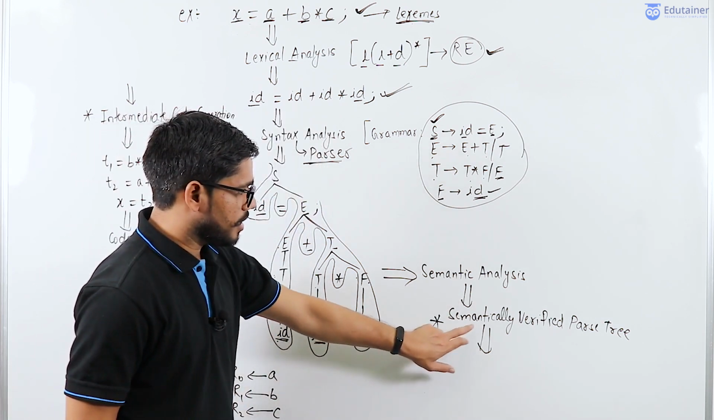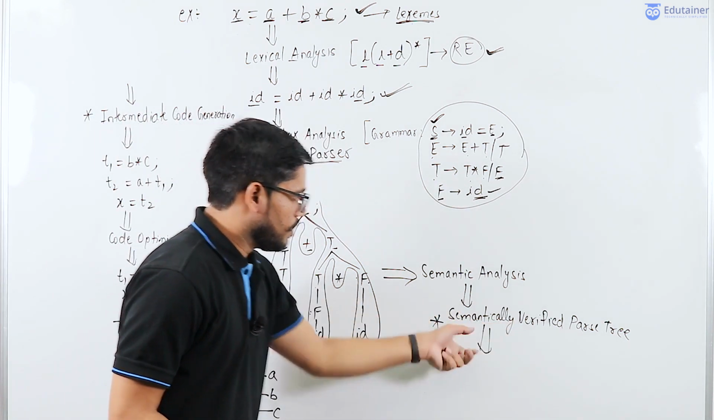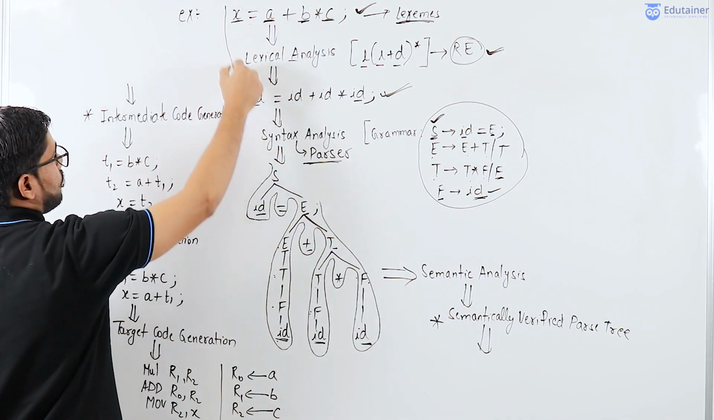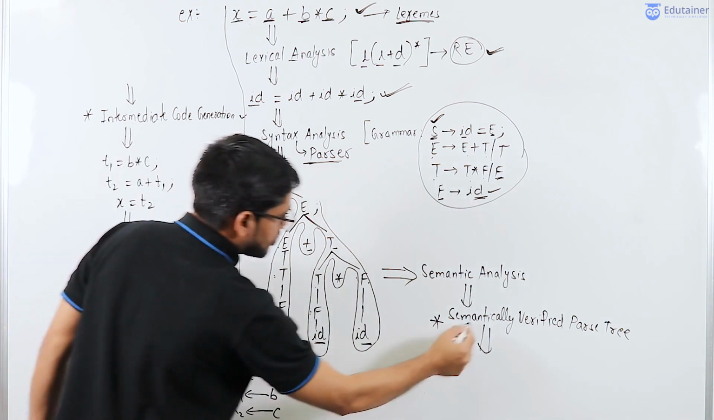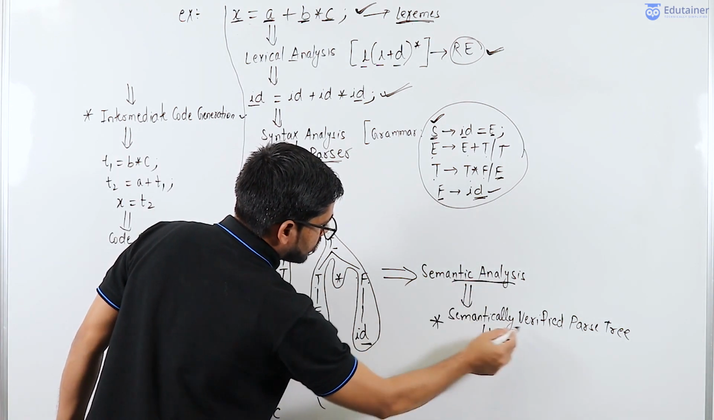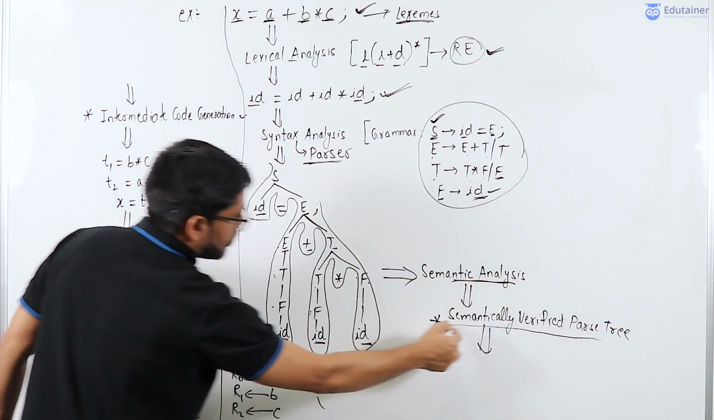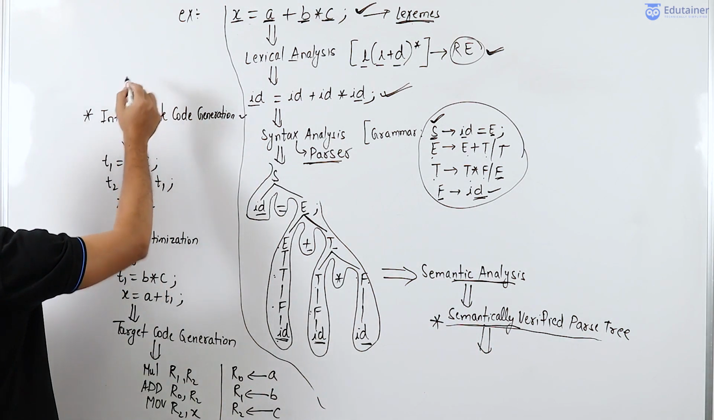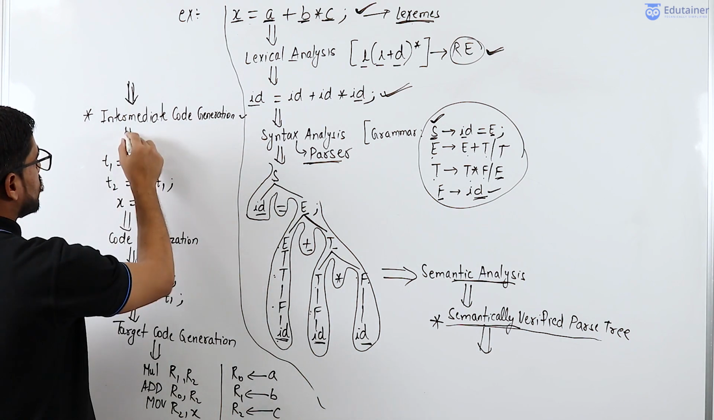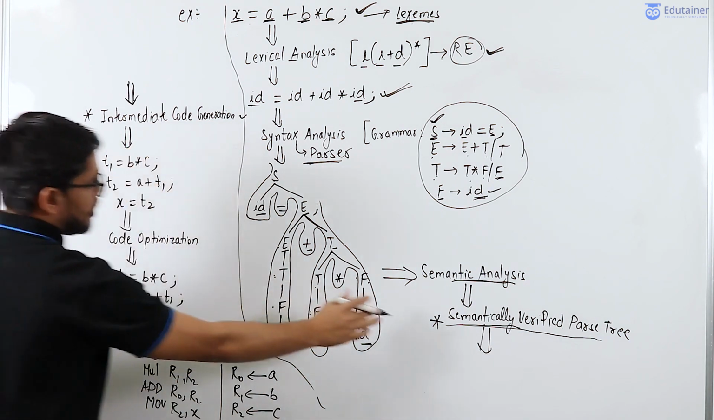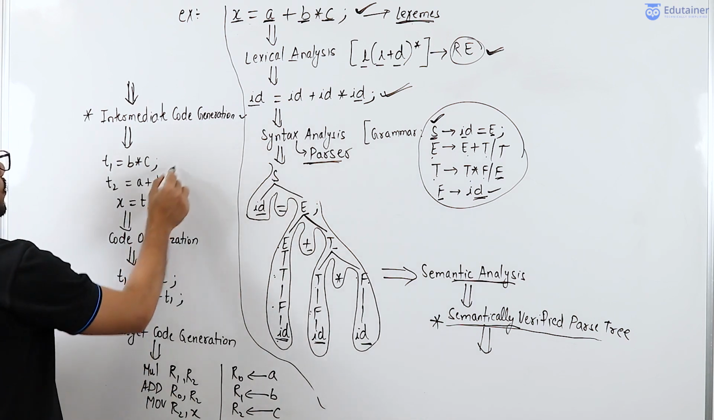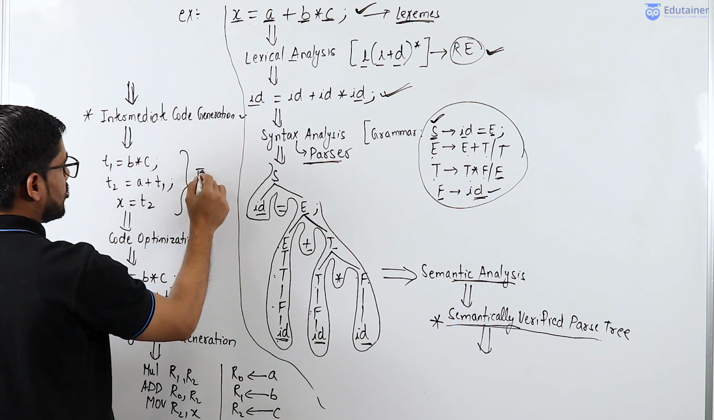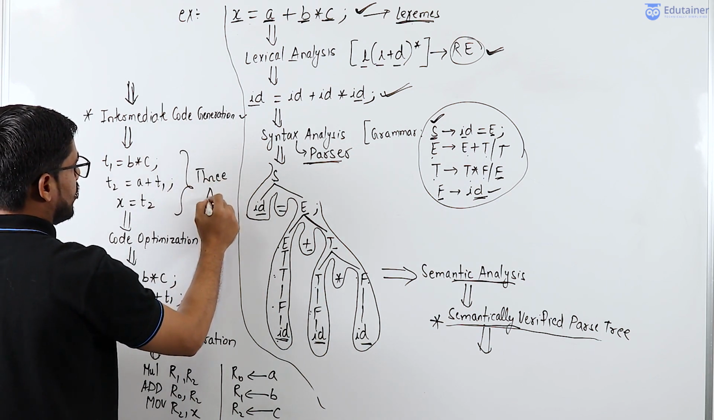After the semantically verified parse tree, the next phase, the fourth phase, is intermediate code generation. So after the semantic analysis phase, we got the semantically verified parse tree, and this tree is passed to intermediate code generation. Intermediate code generation basically converts this semantically verified parse tree into 3 address code. So here the 3 lines of code are nothing but 3 address code.